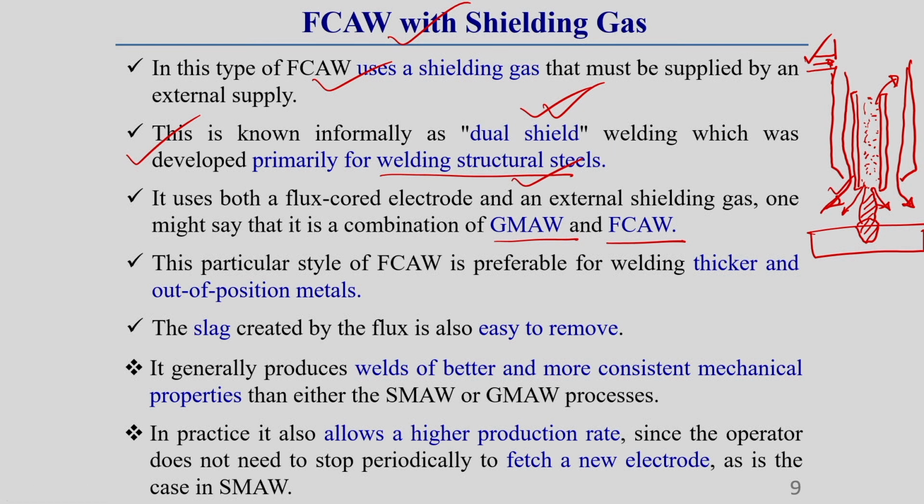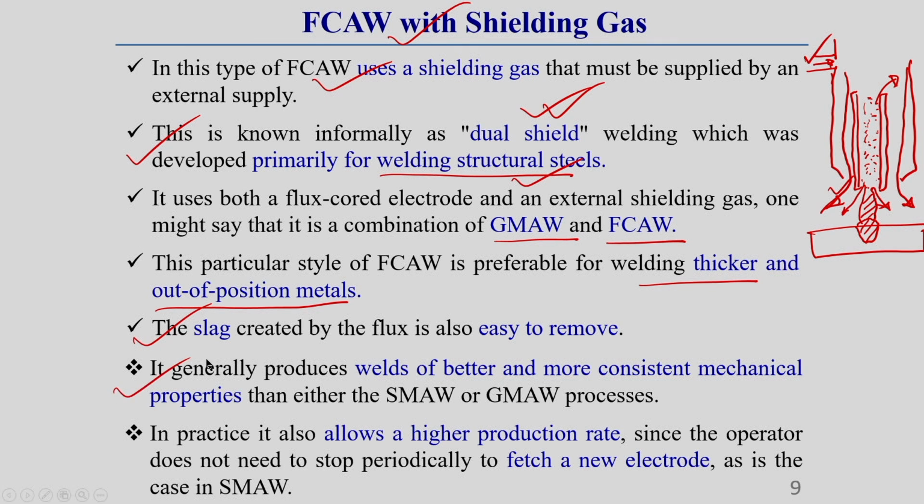Generally this type of welding process is preferable, and as the shielding here is tighter, it is preferable for thicker sections as well as for out-of-position welding. Whatever slag it creates is comparatively easier to remove than in the previous welding process, that means the flux core arc welding process without shielding gas.